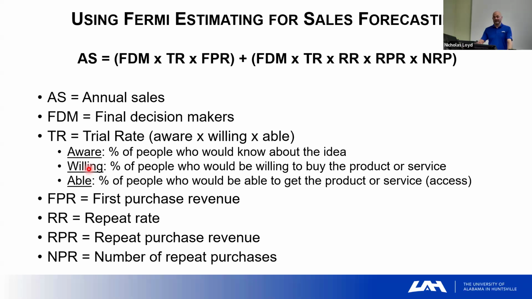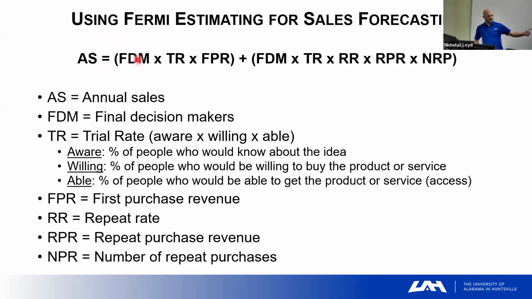And if they're willing, are they actually able? Do they have access to it? Can they get it? Or have they just heard of it? So you multiply those 3 things together, and that's your trial rate. And what are you going to sell the first purchase for? So that gives you your first component of annual sales.